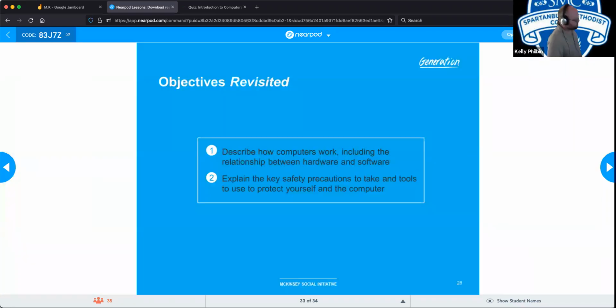All righty. At this point, we should now be able to describe on a basic level how computers work, including the relationship between hardware and software and firmware. We should be able to explain the key safety procedures to take and tools to use to protect yourself and the computer.